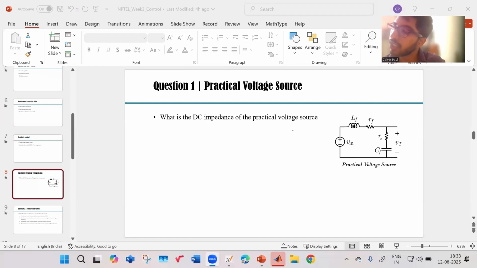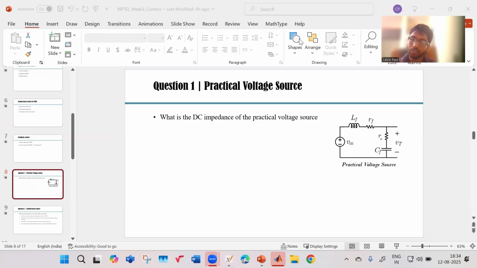So then what is the function of LF and CF? Will your LF and CF affect the performance of the voltage source, or won't they affect it? What do you think? I mean to say, do LF and CF also have an impact on the performance, or is it fine?